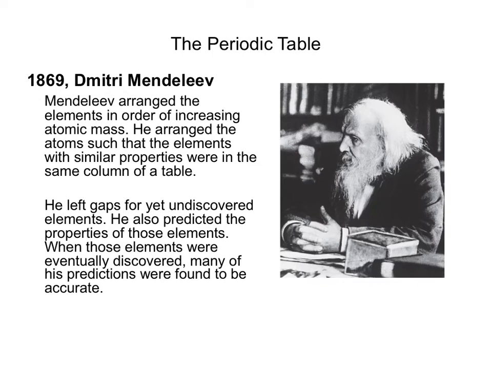And he found when he was putting the elements into this table, sometimes elements didn't seem to fit in their particular column when he just ordered them by mass. But he noticed if he would just move them over one slot, then their properties would match up. And so he actually left spaces in his table for what he proposed were elements that hadn't been discovered yet.